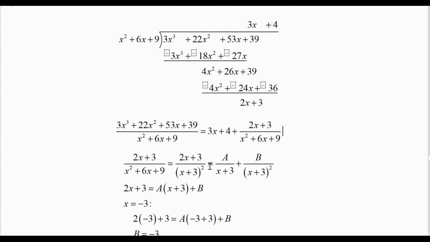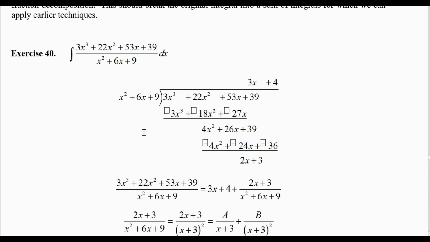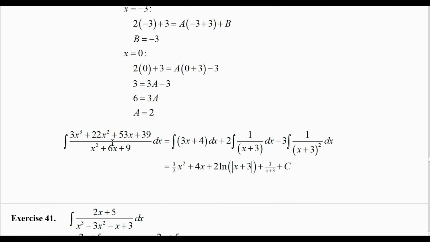That means the original integral, what we started with, is the integral of 3x plus 4 plus, I'm just going to factor it out, 2 times 1 over x plus 3 minus 3 times 1 over x plus 3 squared, and each of these parts can get its own integral. The integral of the 3x, use the power rule, goes up to 2, divide by the new power, so that's 3/2 x squared. The integral of a constant just picks up a factor of x, so that's 4x. And here we do a substitution. Let u be x plus 3, du is dx. The integral of 1 over u du is the natural logarithm of the absolute value of u.